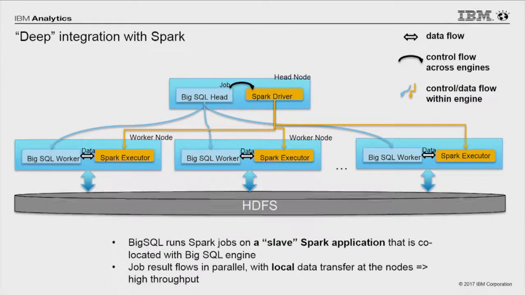The other area where we've done significant work is in SPARC. Here you have two great technologies, frameworks for processing, and we thought, wouldn't it be great, instead of forcing customers to make a choice, to bring them together into the same offering, into BigSQL? What we offer is the ability to run SPARC jobs as slave SPARC applications within your BigSQL queries. This allows data and control flow to happen in parallel, and even the local data transfer happens on the worker nodes in parallel.